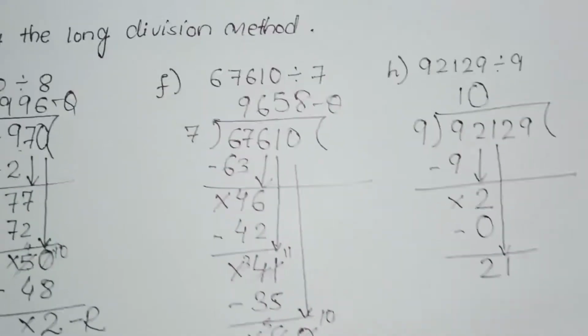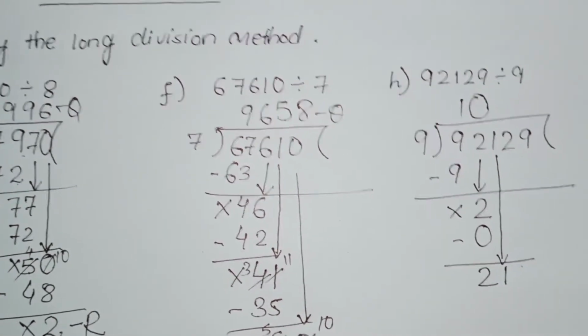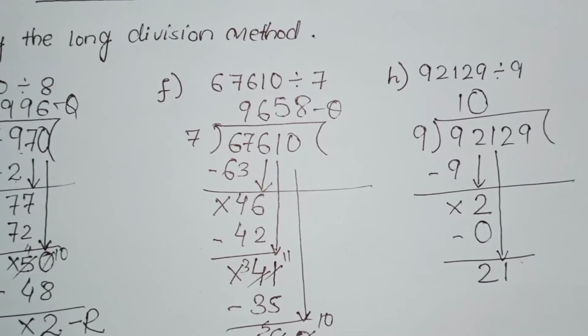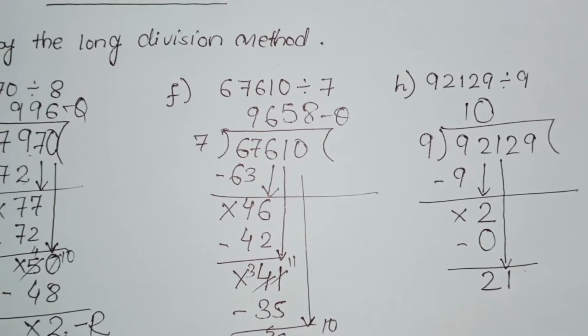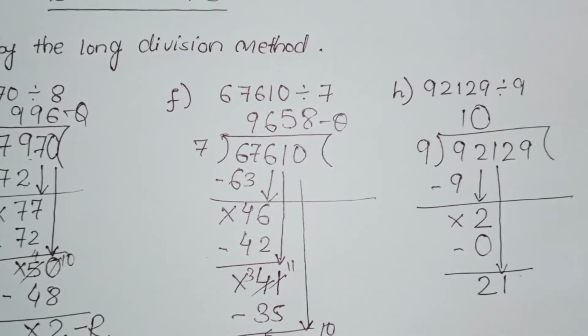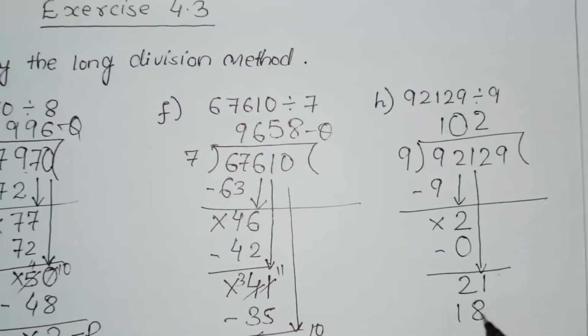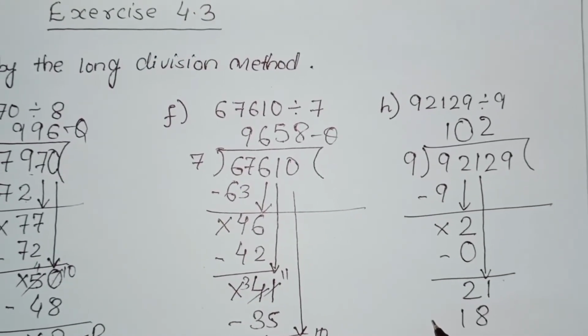In 9 table, 21 is there? 9 1 ja 9, 9 2 ja 18, 9 3 ja 27. So 18, 27. We cannot write 27, 27 is more than 21. So we will take 18. 9 2 ja 18. So let's subtract this.